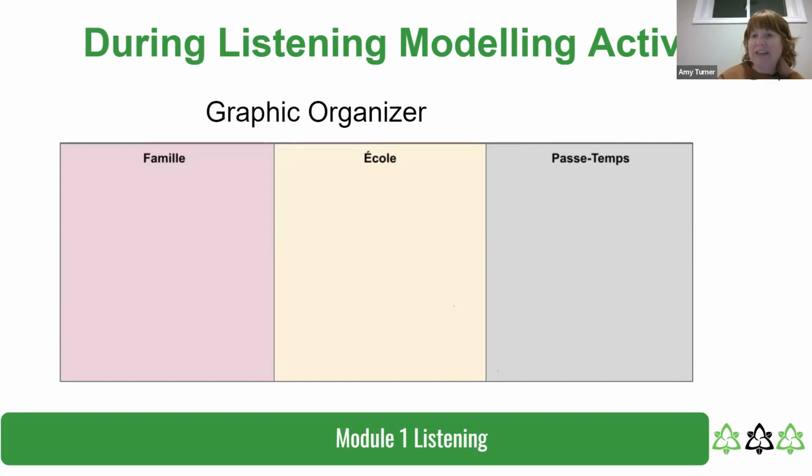I just want to add that we just selected famille, école, passe-temps because we predicted some of the things that you might have come up with from the pictures. You might have more categories depending on your learners based on all of those answers that they gave. Like maybe that's what they're listening for based on the predictions. So it's really versatile in how you use it.